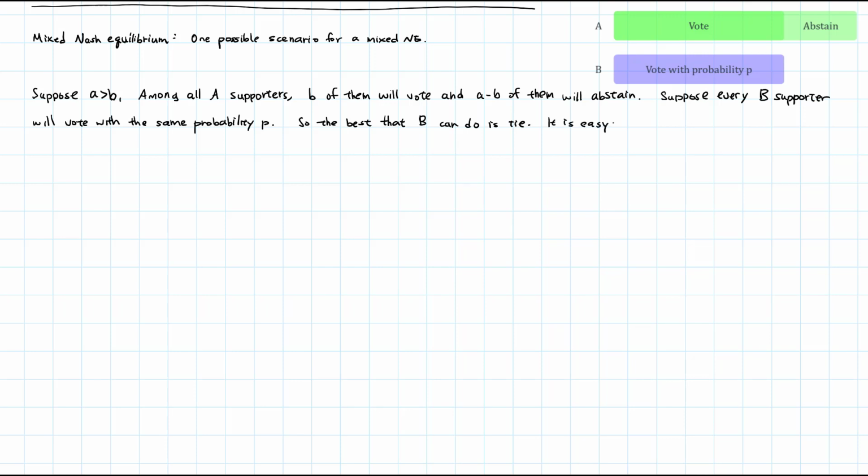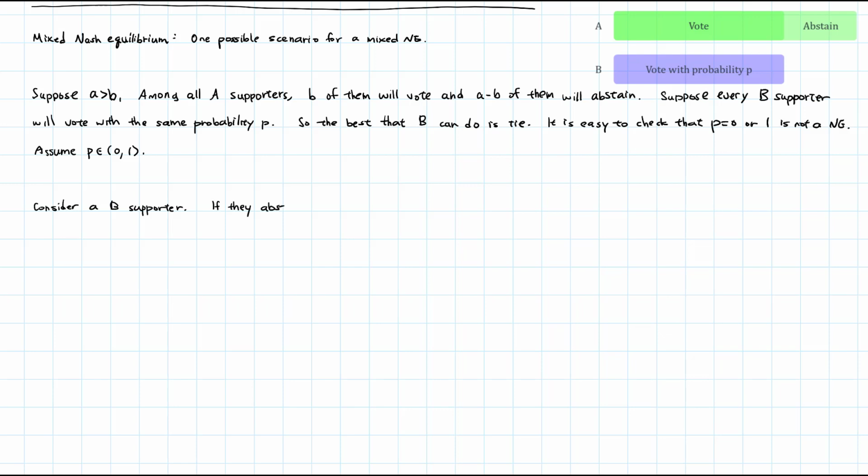It is easy to check that when P is equal to 0 or 1, this is not a Nash equilibrium. So we assume that P is strictly between 0 and 1, and we want to see which values of P could possibly be an equilibrium. We consider one supporter of B. We want to calculate the expected utility for playing vote and playing abstain as pure strategies.